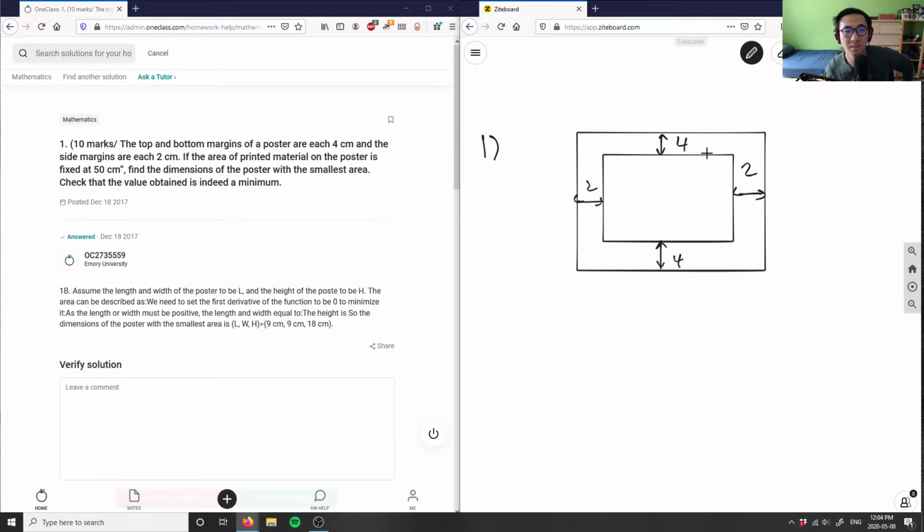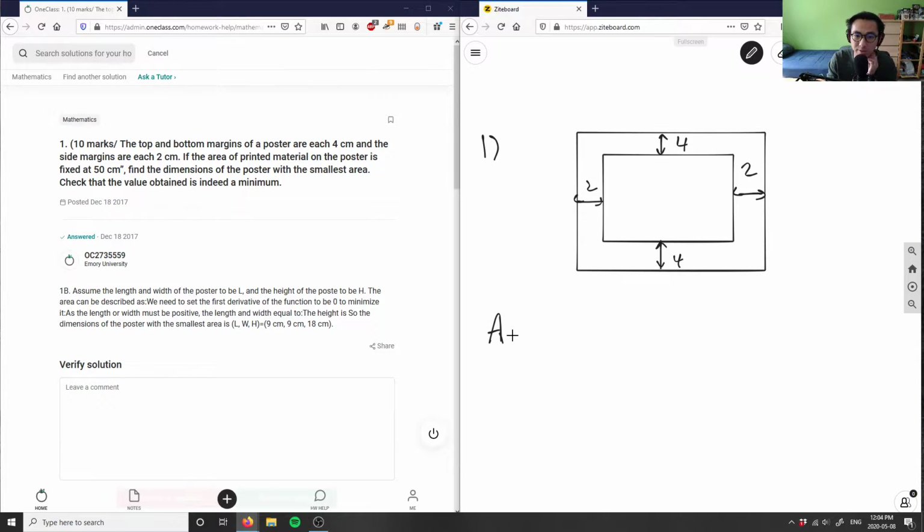What we care about is that the area of the printed material on the poster is fixed at 50 centimeters squared, so the area of the inside here is 50. Find the dimensions of the poster with the smallest area. Let's solve this problem. I'm given the area here, 50 centimeters squared, so I'll write the area here.